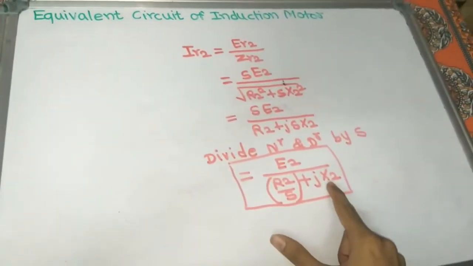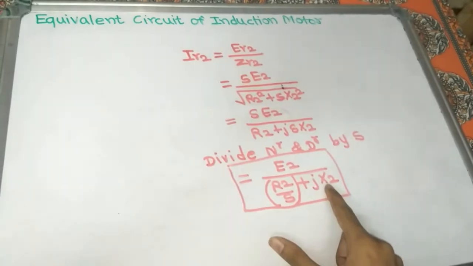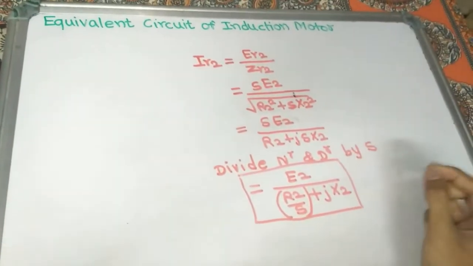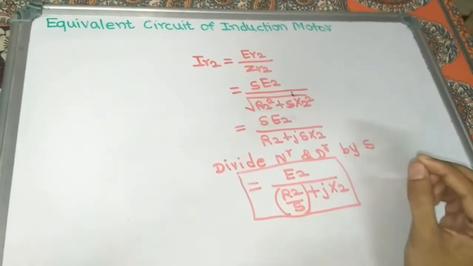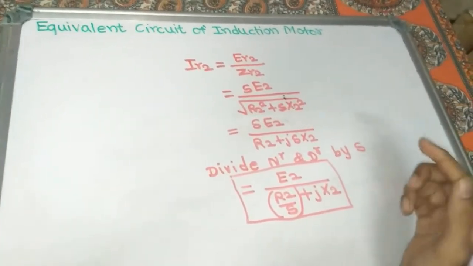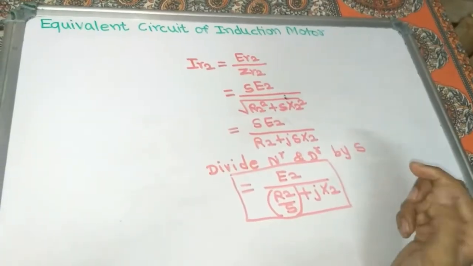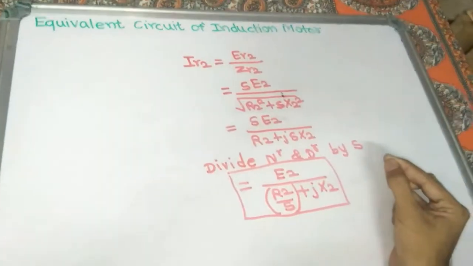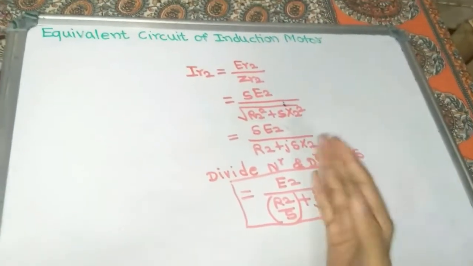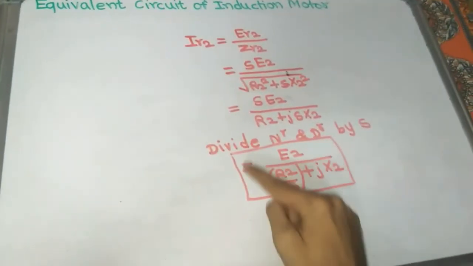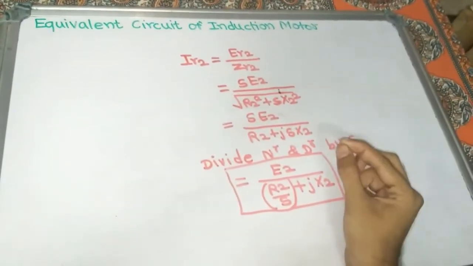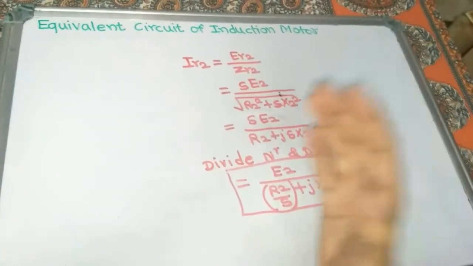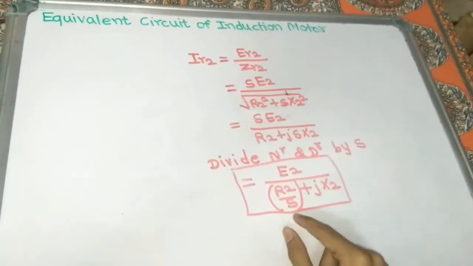Because if this X2 is now constant, then X2 equals 2 pi F L2, or 2 pi F' L2, because F' is the rotor frequency. So if X2 is constant, then the frequency F' is also constant, which is equal to the supply frequency. By this equation, we can make the supply frequency apply to the rotor, so the rotor frequency equals the supply frequency.